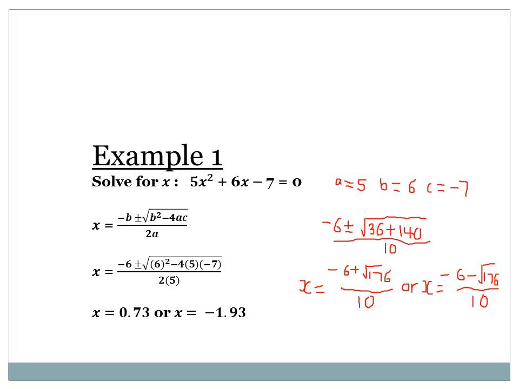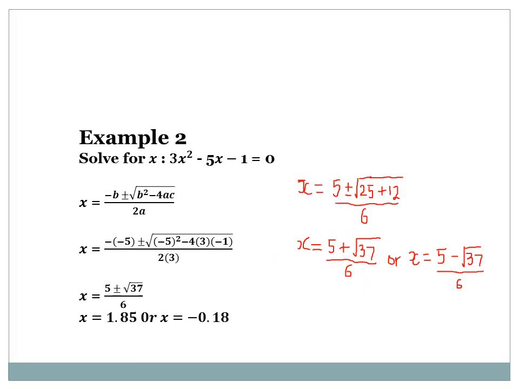And if we take x is equal to negative 6 minus the square root of 176 divided by 10, we are going to have x is equal to negative 1.93.